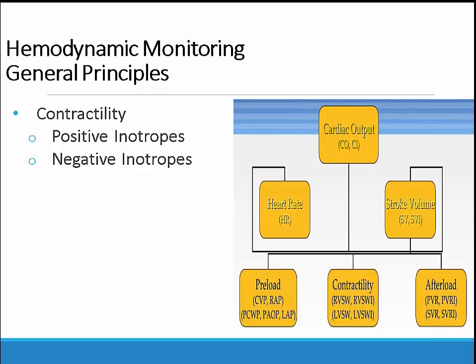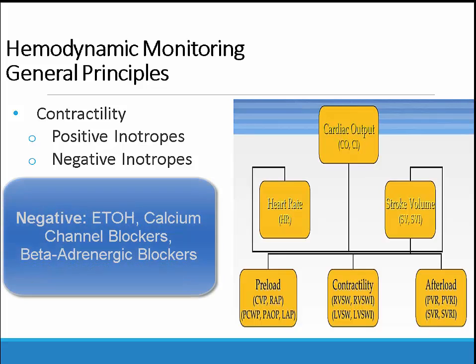Now, contractility is said to increase when preload is unchanged, yet the heart contracts more forcefully. Force of the cardiac muscle is increased by sympathetic nervous system stimulation with positive inotropic medications. Increased contractility results in increased stroke volume and increased myocardial oxygen requirements. Contractility is reduced with negative inotropes. Examples would be alcohol, calcium channel blockers, beta-adrenergic blockers, and clinical conditions like hypoxemia and acidosis.